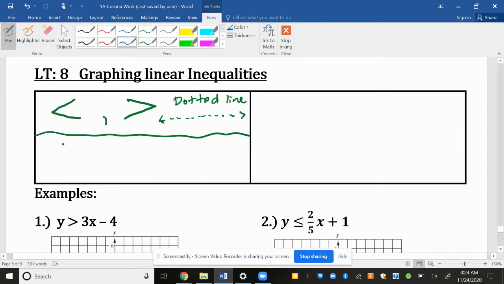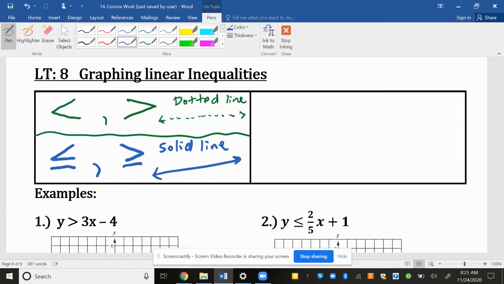Now, the other inequality symbols are less than or equal to, or greater than or equal to. The only difference is that it has that little line under it, which adds that equal to part. So this is going to give you a solid line. And we're used to solid lines. That's how we've been graphing linear equations already, we always use a solid line. So really, the only new thing is if you have to use the dotted line when it doesn't have the equal sign involved.